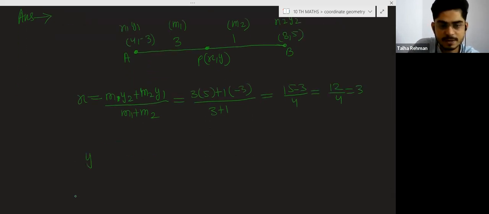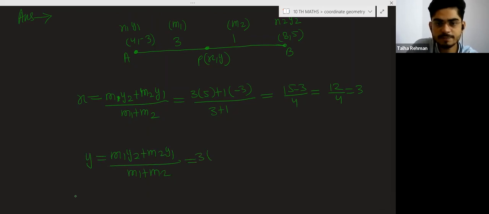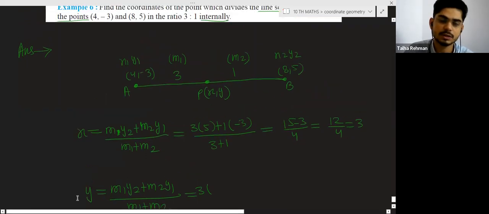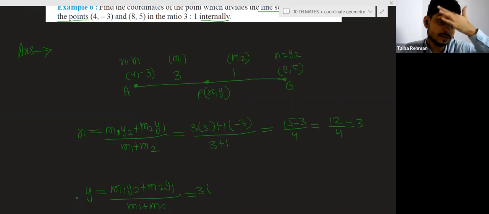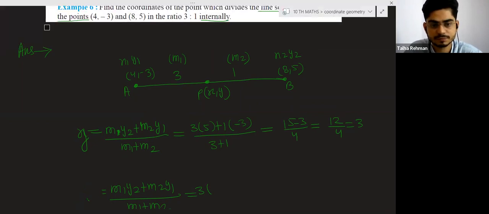Similarly, you will solve y: m1 y2 plus m2 y1 divided by m1 plus m2. Now m1 is 3, y2 is 5. Oh, sorry. Actually, I have calculated y first, so this is the y coordinate. This is just the y coordinate, m1 y2 plus m2 y1 divided by m1 plus m2. Now I am applying the formula for x. No problem, we can change it.